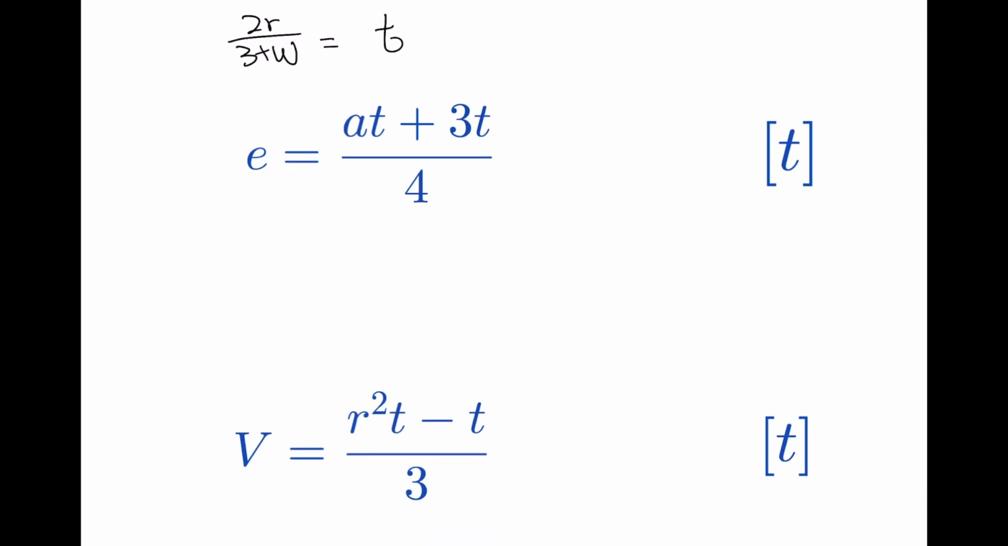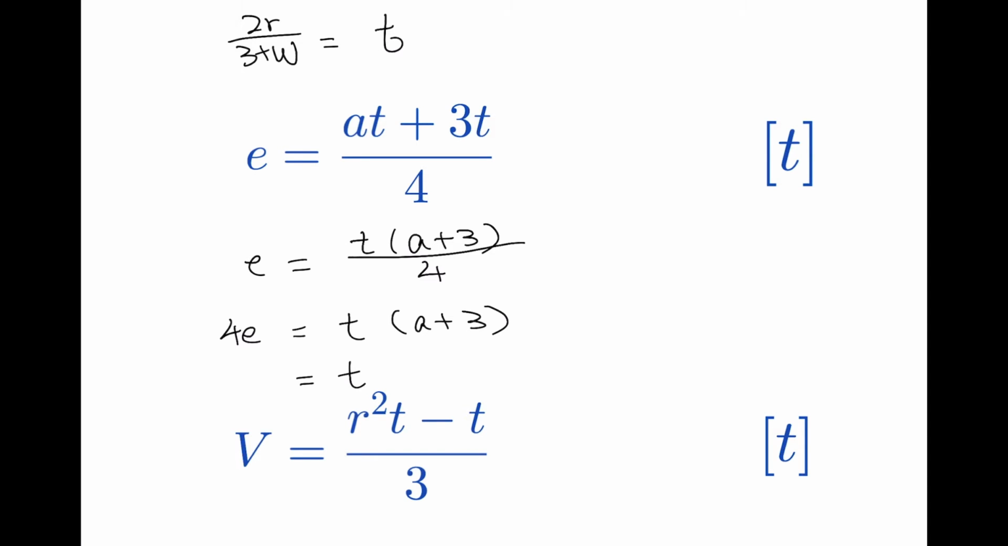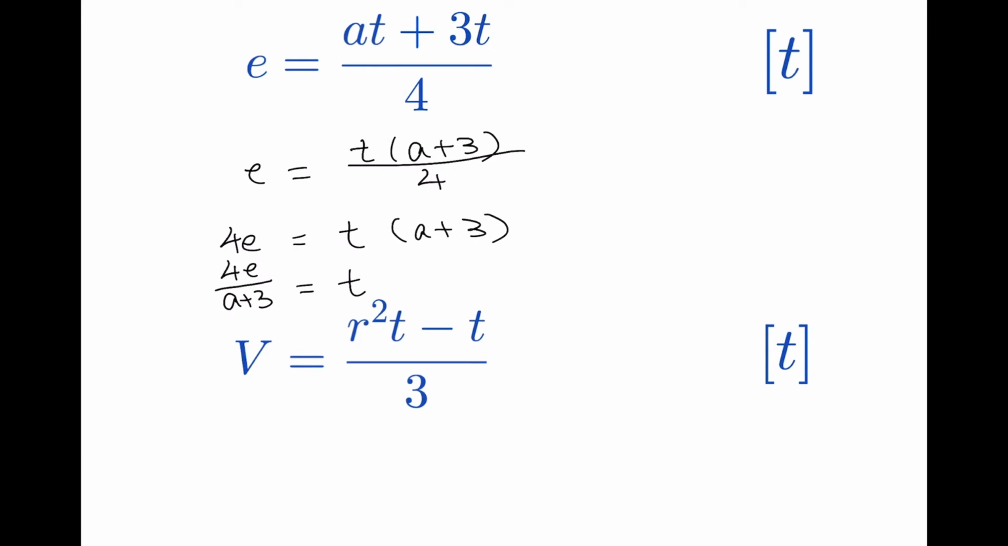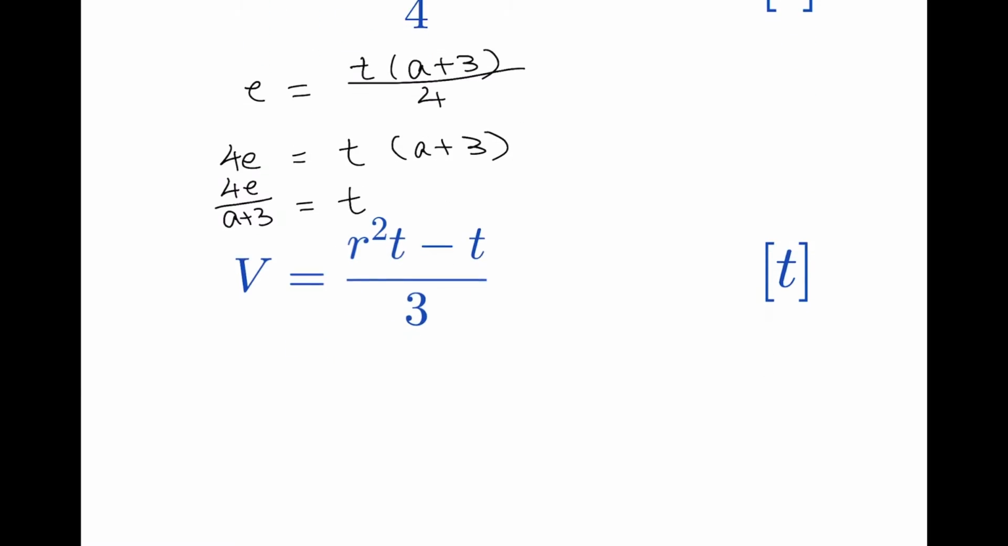Continue. Here as well, take t as common, you're left with a plus 3 divided by 4 e. So you get t as 4e over a plus 3. Remember, as always, if I'm too fast, just pause it and do it at your own speed. You don't have to be as fast as I am.